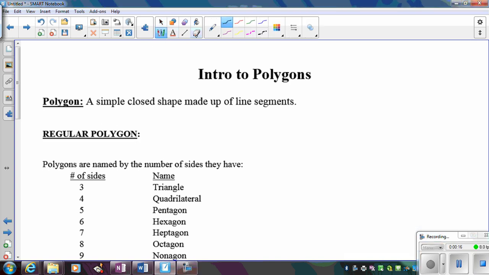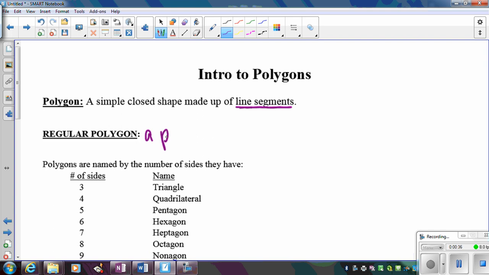So the key thing here to remember is that polygons are made up of only line segments, so no curved edges. And when we say they're closed, it means they're completely connected, so there's no openings in them. A regular polygon is a polygon with all equal sides and all equal angles.